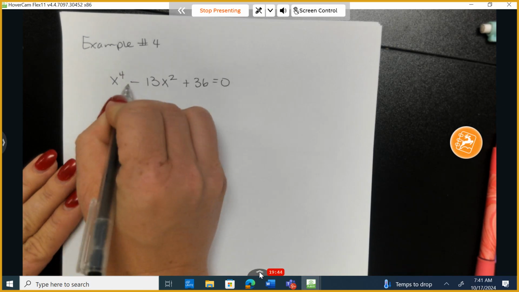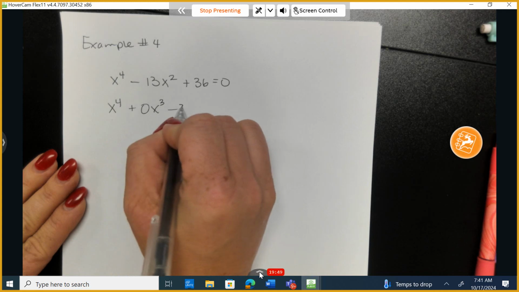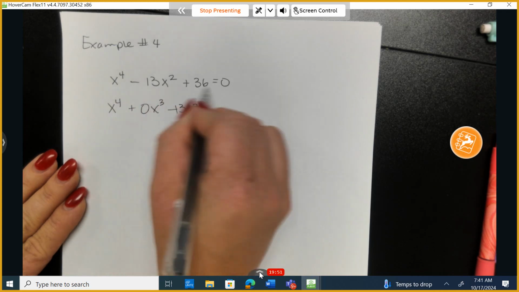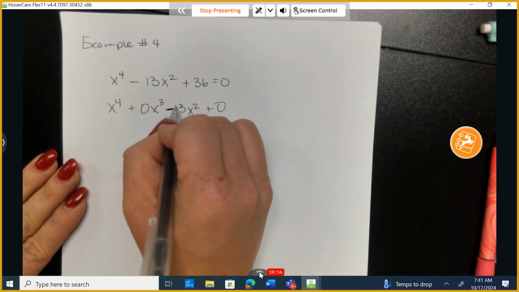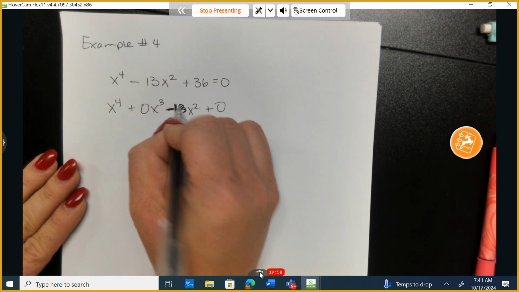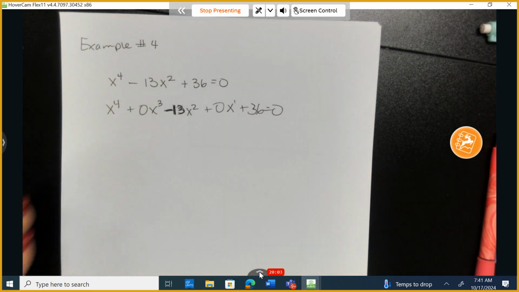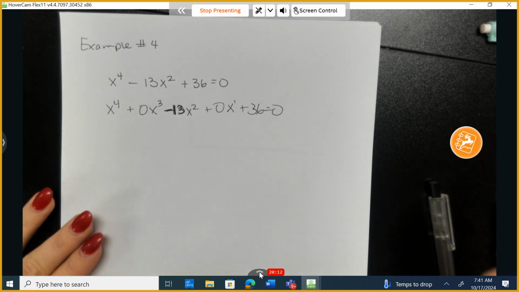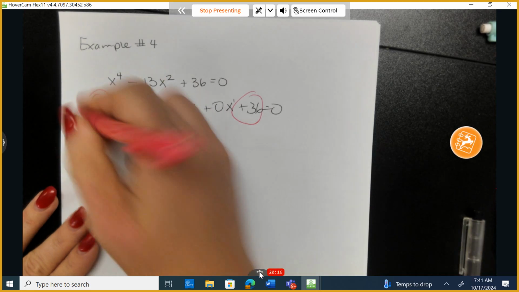So x to the 4th, notice there's no term that's x to the 3rd, plus 0x to the 3rd. Notice there's no term that's x to the 1st, plus 0, sorry, this should have been subtraction. I don't want you to get confused there. Plus 0x to the first plus 36 equals 0. So the first thing I did is I made sure that if there was a missing part, I filled it in with a 0. Now let's go ahead and circle the leading coefficient and the constant.